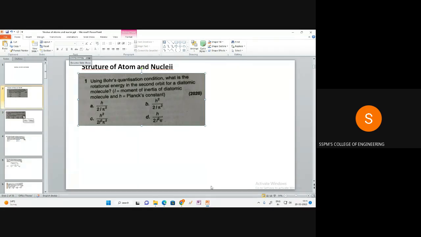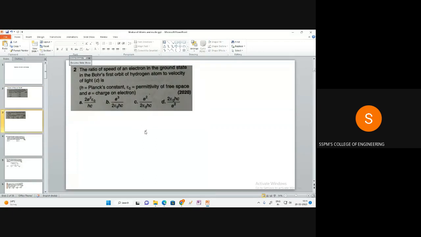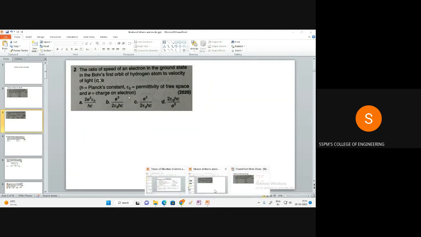Okay. Next, second example. The ratio of speed of an electron in the ground state, in Bohr's first orbit of hydrogen atom, to the velocity of light c is given by, where h is Planck's constant, epsilon is permittivity of free space, and e is charge on electron.